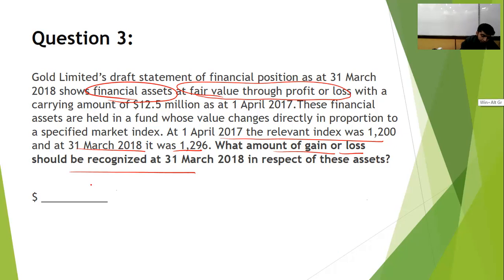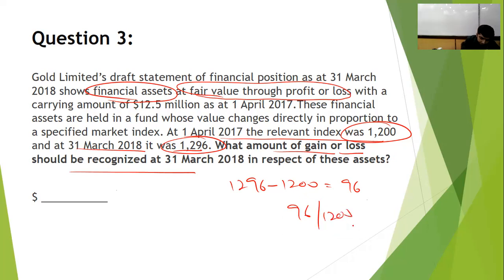Good one, excellent. Perfect. First of all, we need to recognize whether the market index is increasing or decreasing. If you have a look, the market index was 1200 and now the market index has increased to 1296. It means the market index is increasing, so definitely we will be having a gain. So let's identify the difference of these two. That means 1296 minus 1200. There is a gain in the index of 96. First of all, let's calculate the percentage of that gain. That means 96 divided by the base, that is 1200. That will make 8%. It means there's a gain of 8%.